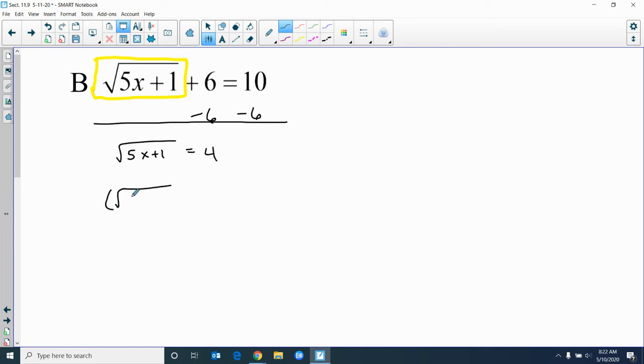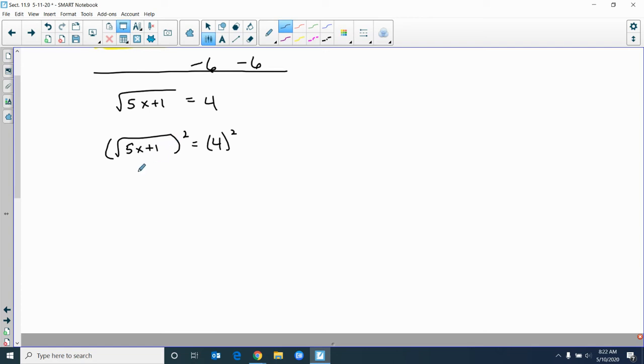Now, take the square of both sides. Not the square root, the square. When you do that, that leaves you whatever's on the inside. Whatever's on the inside, when we square it, that is what we're left with. So you're left with 5x plus 1 equals, now don't forget, 4 squared is 16. Subtract 1. 5x equals 15. Divided by 5. X equals 3.